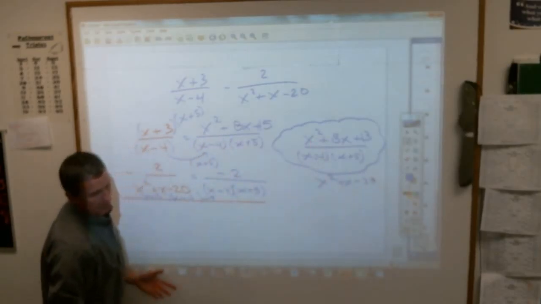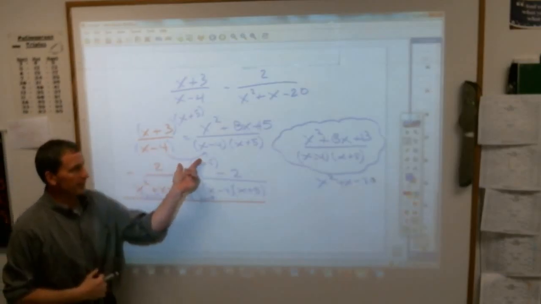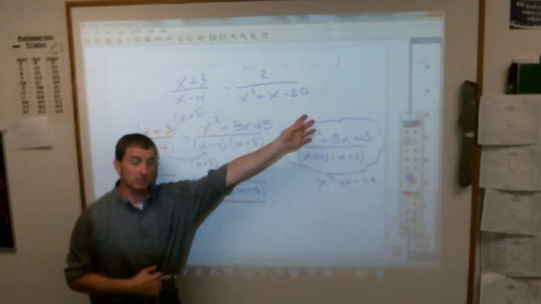Over that, I don't know. Either way, it's fine. But you don't have to multiply this because in the end, you're going to factor it to see if you can simplify it.